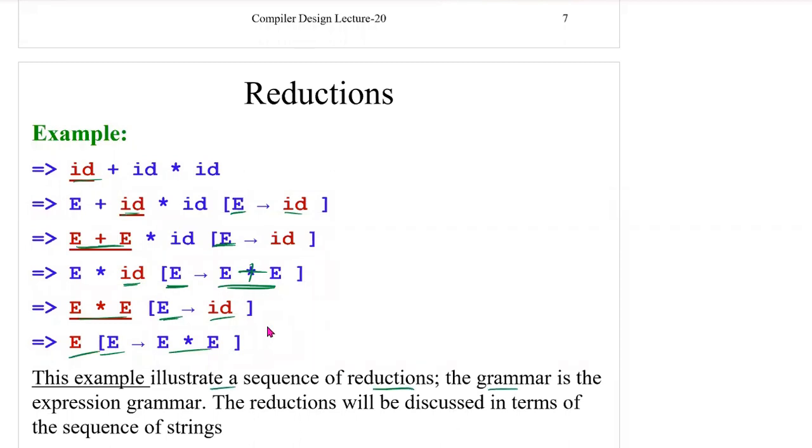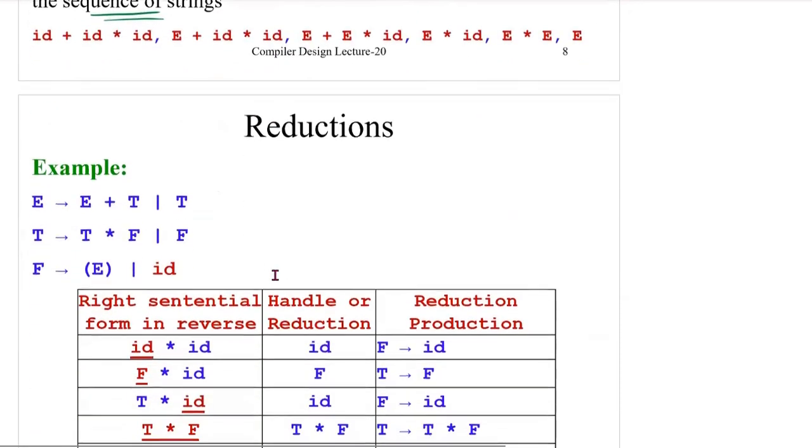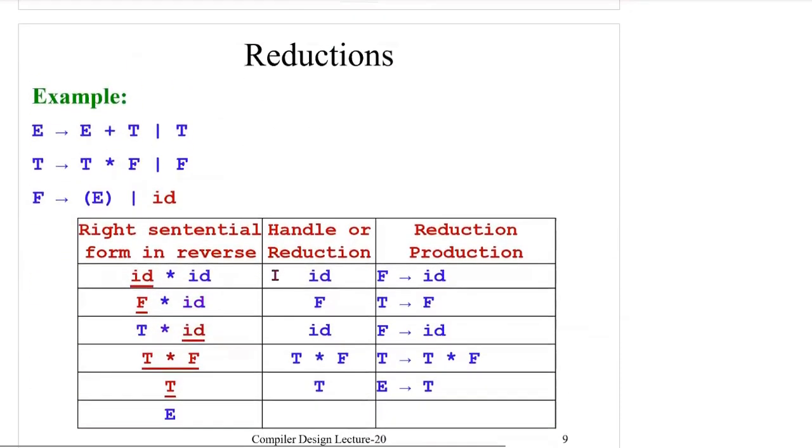The grammar is the expression grammar. The reductions will be discussed in terms of a sequence of strings here. So every time whatever reduction is possible, that is called a reduction or handle. Now here you can see in this tabular format, clearly you will get what is a handle or reduction. So the right sentential form in reverse. Now id into id. Which is going to be reduced? id. So this id is called a reduction or handle, that is substituted with its header.